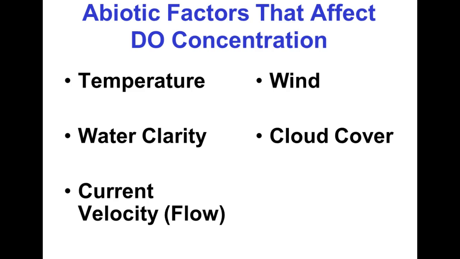Here are the 5 abiotic, non-living factors that most affect the dissolved oxygen concentration. Get these in your notes, and then let's try and understand how and why each would affect dissolved oxygen levels.